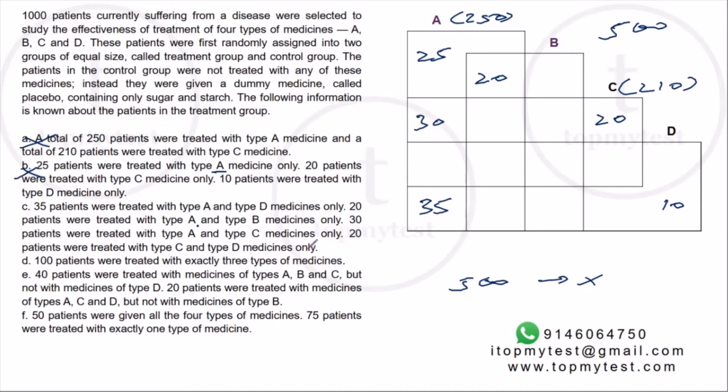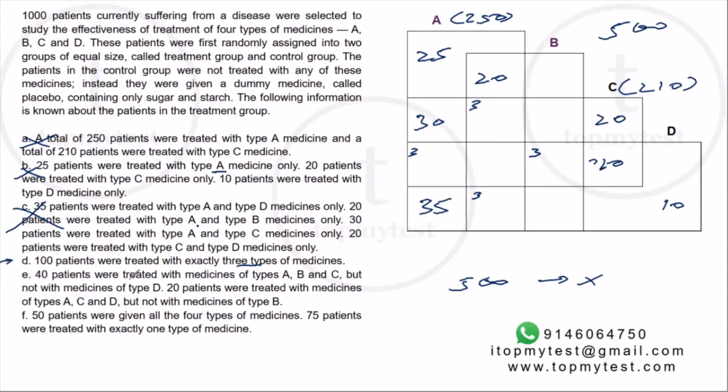20 with C and D only. Statement D says 100 patients were treated with exactly 3 types of medicine. So this will be three types of medicines, right? This total will add up to 100. Okay, we'll come to this later.